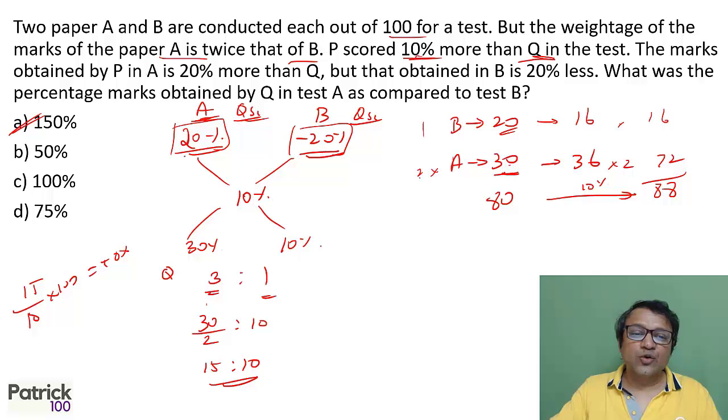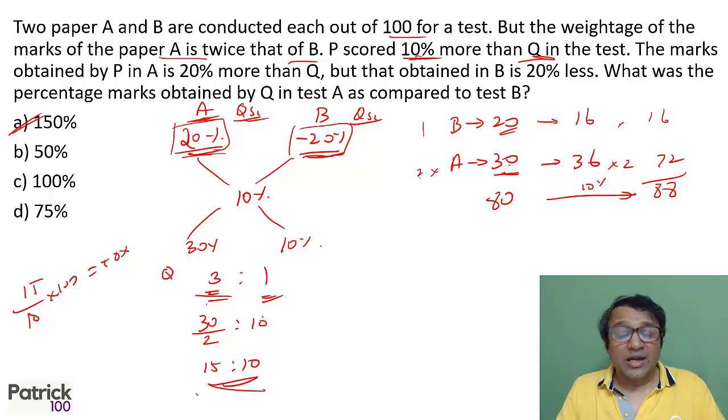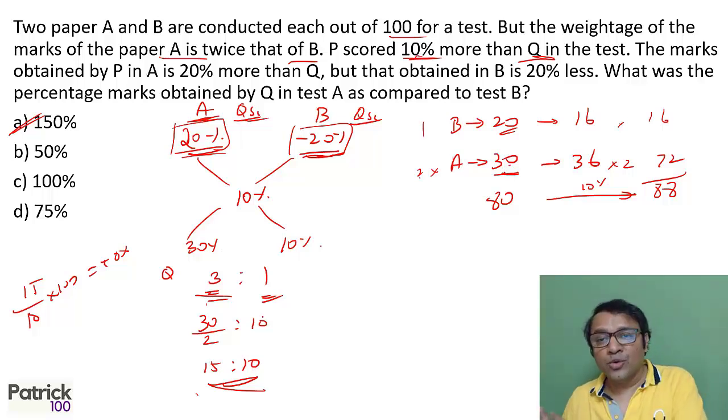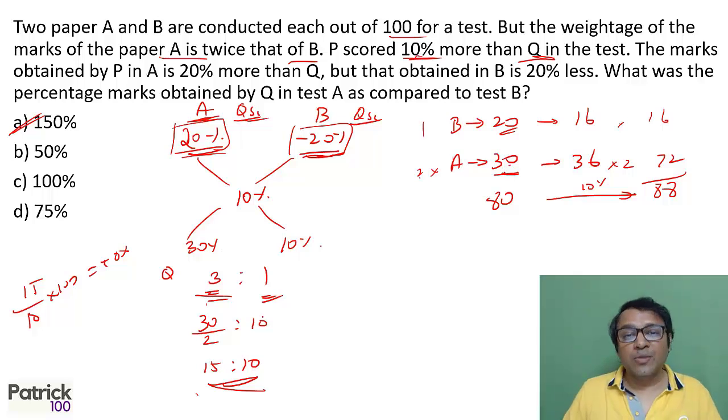But yeah, allegation is a good way. Just take the numbers, do allegation, you get the ratio, then remove the weightage which is put in, and you will get the ratio 15:10. So which means in test A, Q has scored 150% as compared to P. This is all because the weightage is from the Q's test score point, because we're comparing 10% more as compared to Q's test score in both A and B. From there, we get the answer.